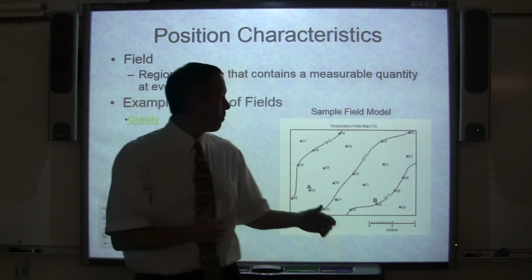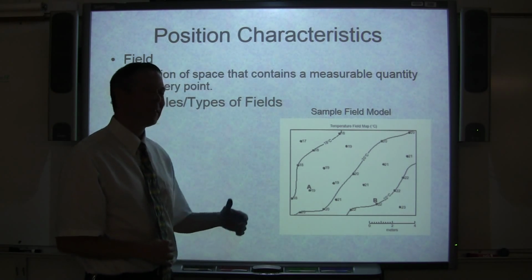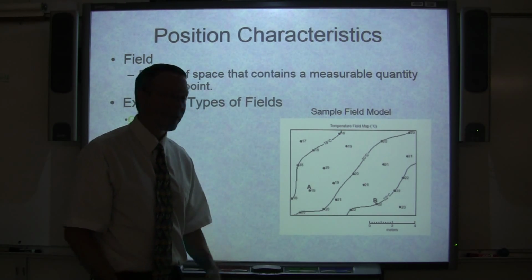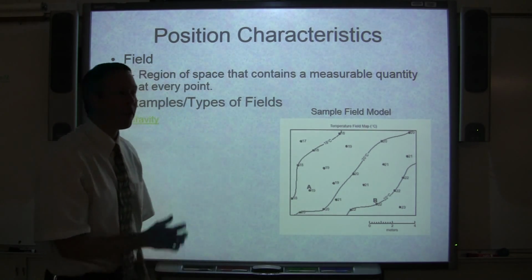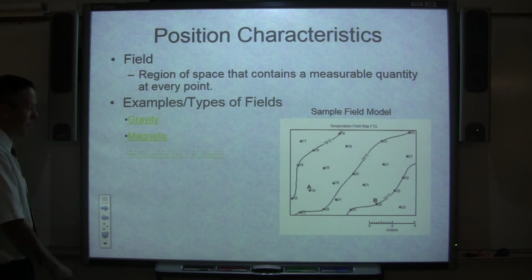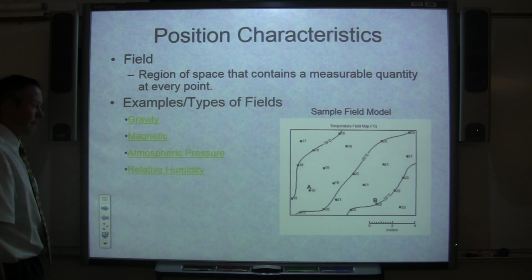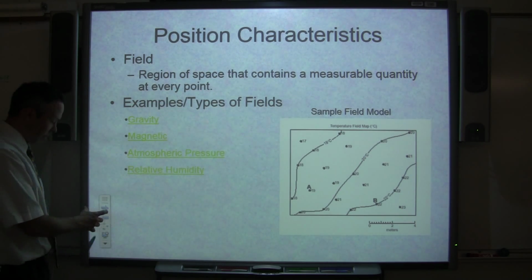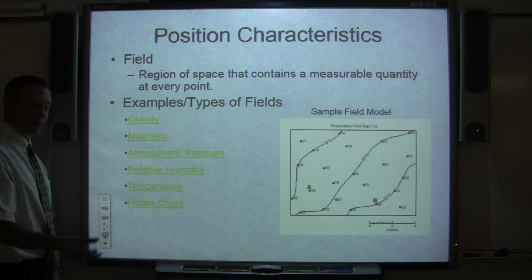Over here is an example of what a field would look like. The one that I showed with gravity was with colors. Well, we're going to have a hard time using lots of different colors, so instead we draw lines. This is showing a temperature field map. There are lots and lots of different types of field maps: magnetic field, atmospheric pressure that we use in weather, relative humidity, temperature. Those are very important in weather.